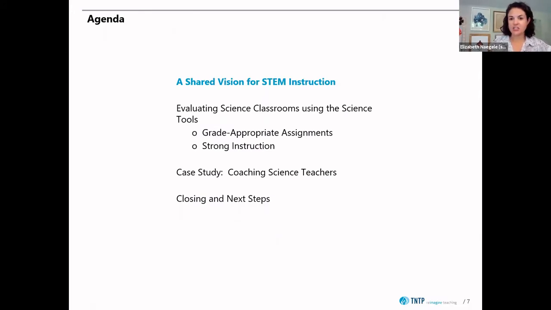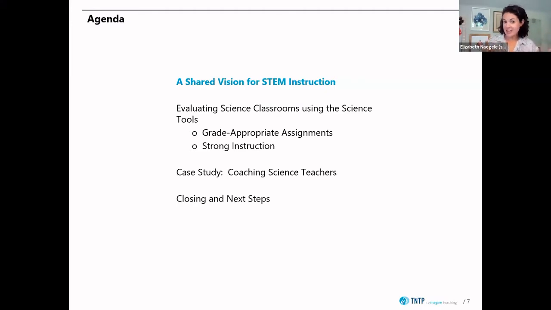With that in mind, here is our agenda. We are going to begin today exploring the importance of having a shared vision for STEM instruction. Then we'll use our science tools to help us understand where we are in progress towards that vision. Then we'll do some practice coaching teachers using a case study, which will help us think about how we could use those tools with our teachers to improve their instruction. Along the way, you'll have time to pause and reflect using that STEM teaching action planner that I showed you in the Google Drive.